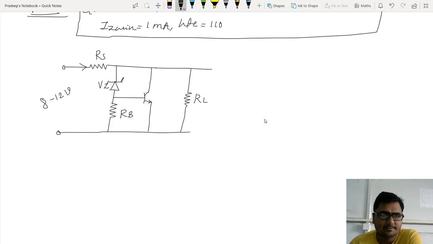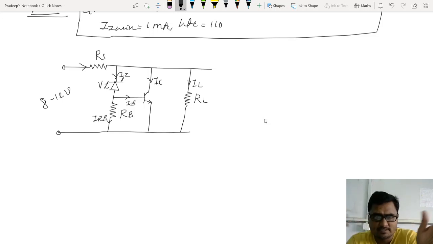The current I, this current is IZ, this current is IB, and what about this current? It is IRB. This current is IC and this current is IL. Now almost every current is shown in the circuit diagram. The three resistors and two components, all the currents I am showing.